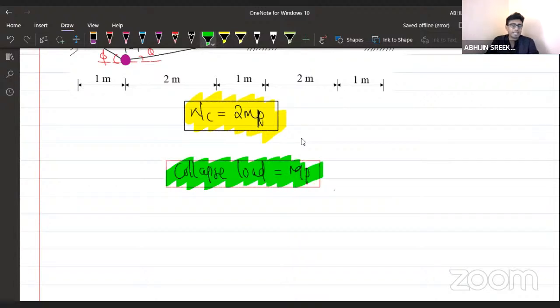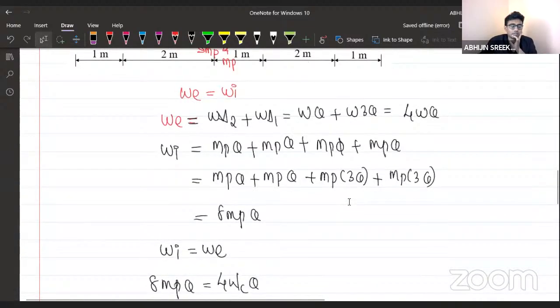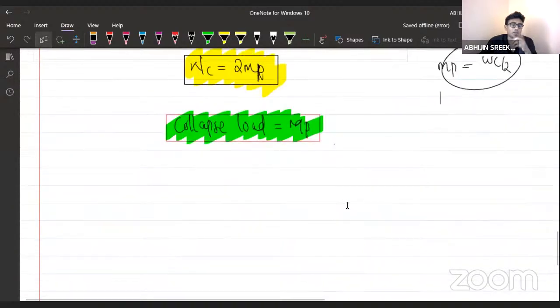From the possible mechanisms, collapse load is that load which is giving the minimum, not the maximum. If they are asking you to calculate the MP value, you have to take the maximum. Here, suppose MP will be equal to WC by 2. Similarly, here collapse load is the minimum, and for MP, you have to consider the maximum.